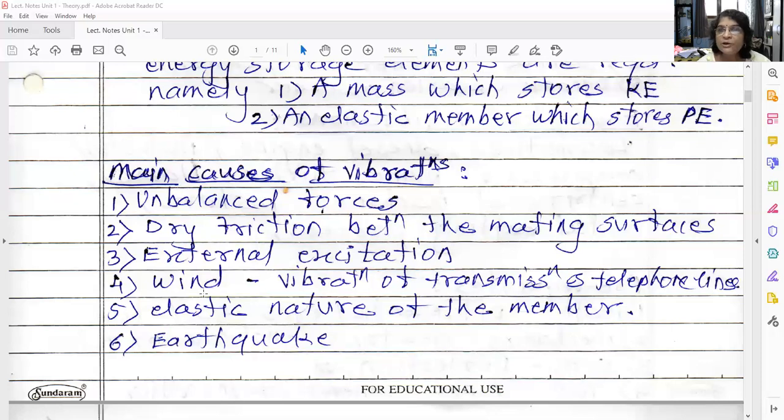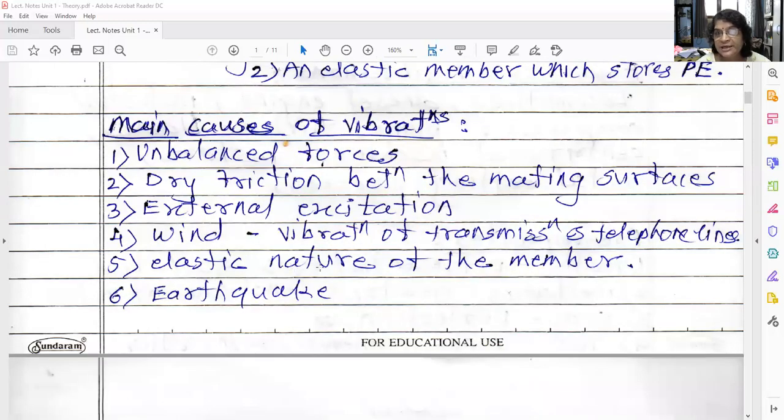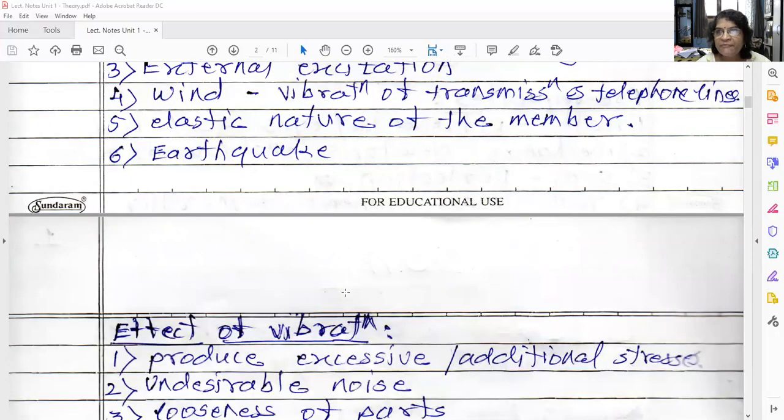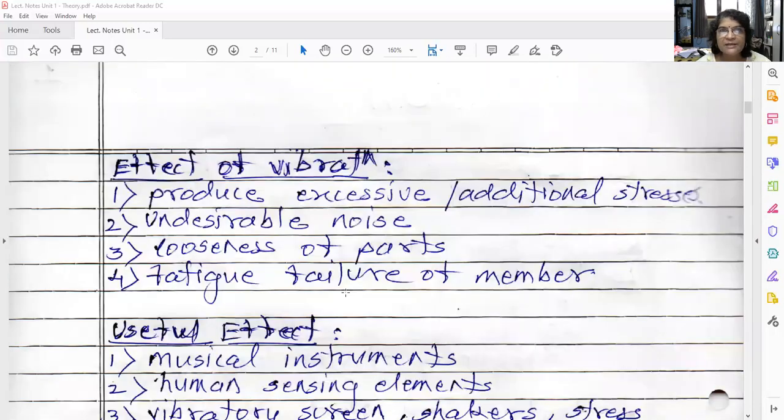Then the fourth main cause is wind. Sometimes vibrations of transmission or telephone lines are caused by wind. Then the elastic nature of the member, like a spring: members which have more elasticity will vibrate due to being more elastic in nature. The sixth is earthquake. Earthquake is very random in nature. Nobody can predict when it will take place.